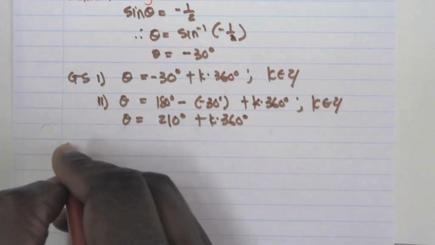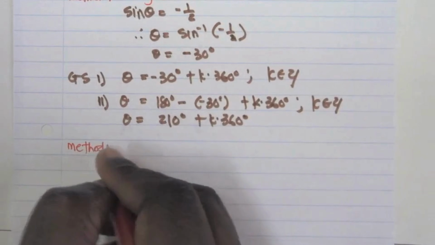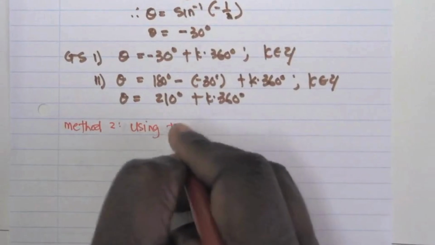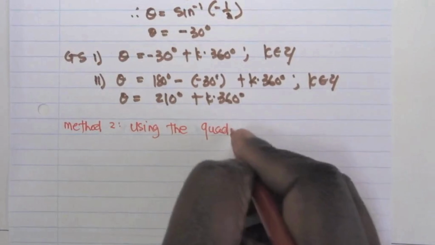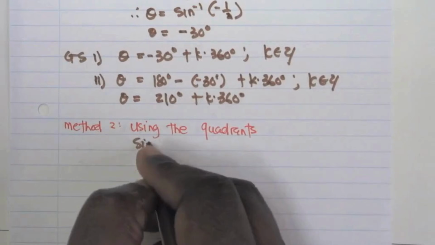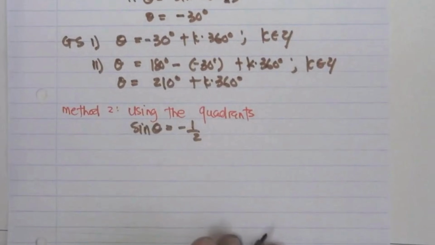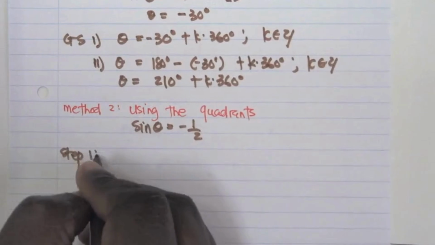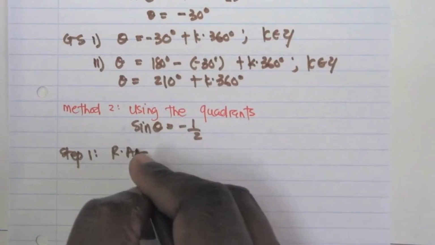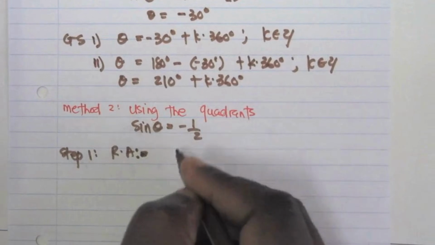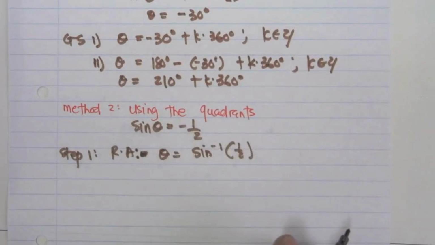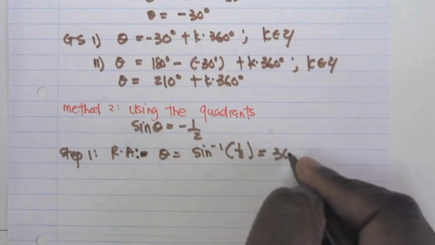Moving on to method 2, I'm going to use the quadrants. So I'm given here sine theta is equal to negative 1/2. Step 1, I'm going to find the reference angle. And remember, when we find the reference angle, we ignore the sign. So theta is equal to sine inverse of 1/2, and here we get 30 degrees.